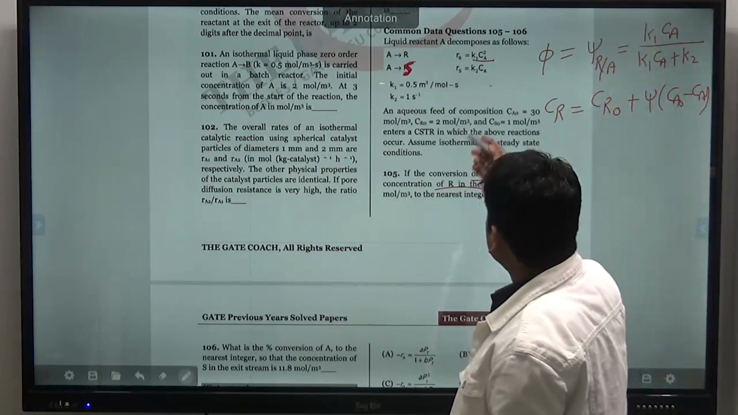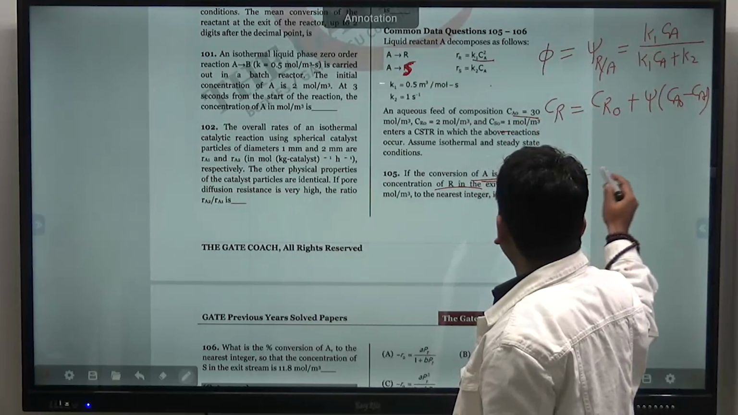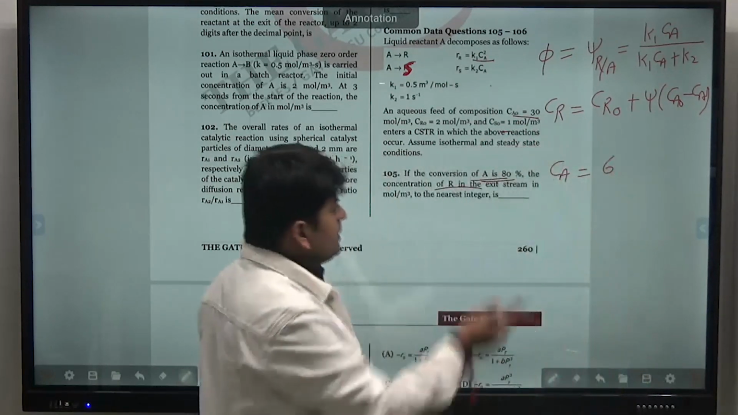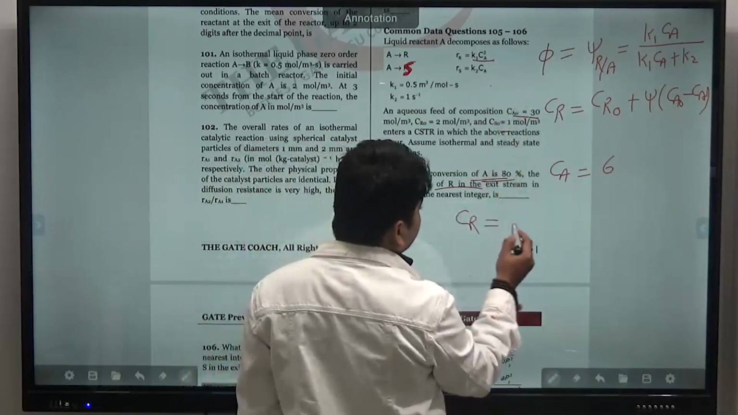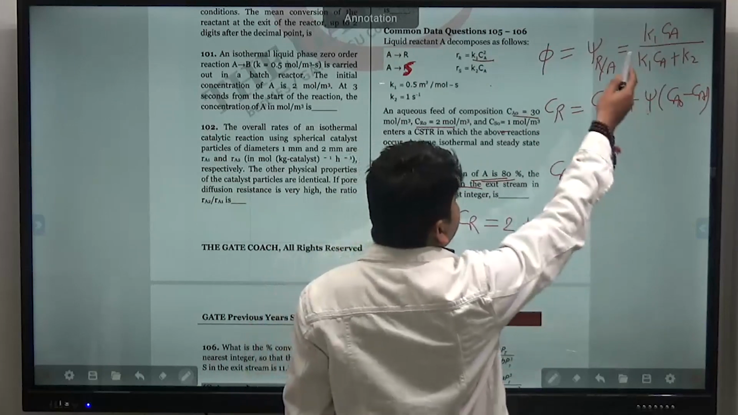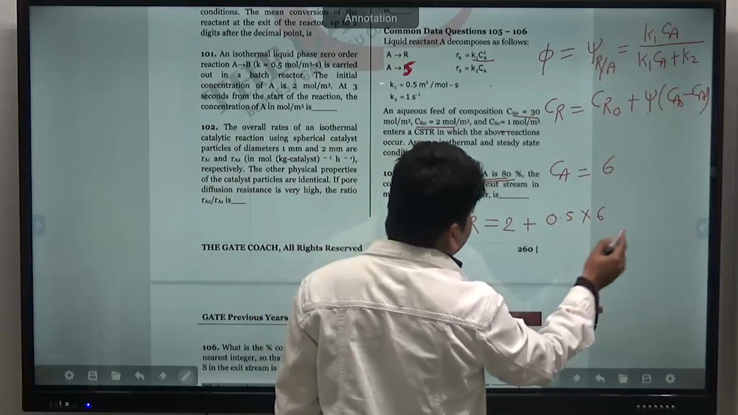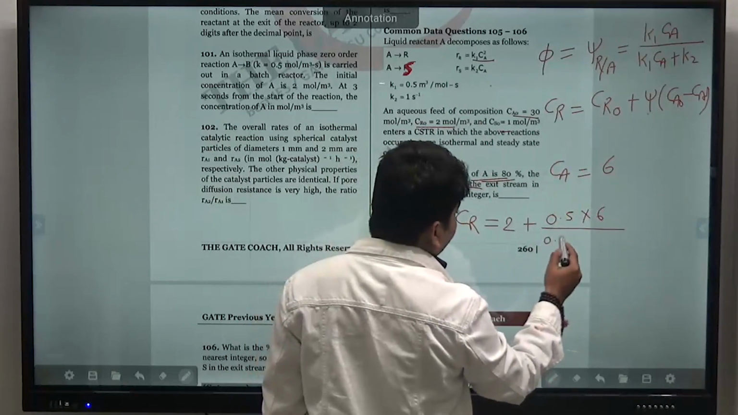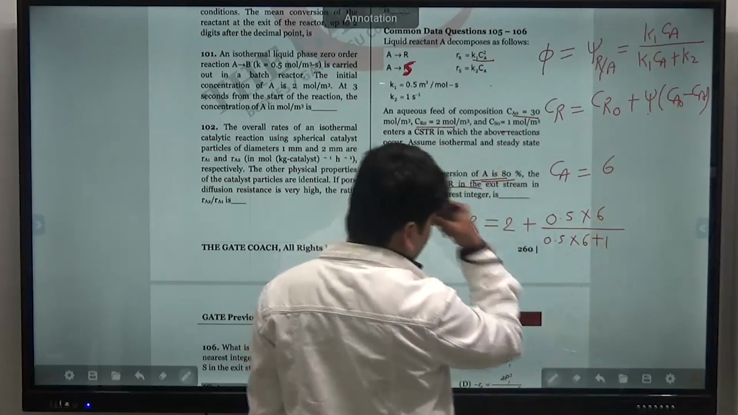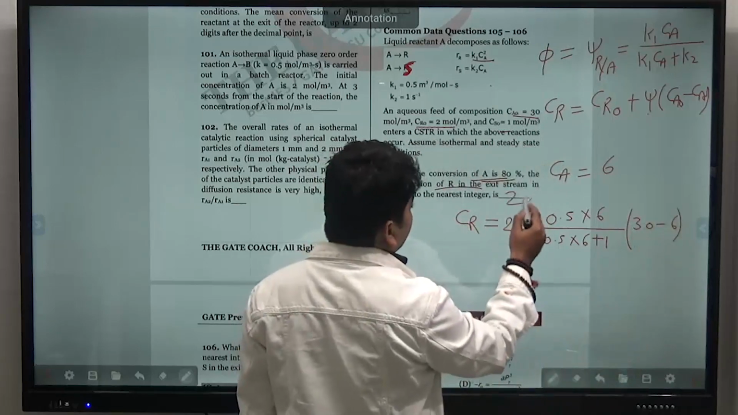Okay, so put the values. CA naught is 30, conversion is 80%. So what will be the CA? CA will be 6. You can calculate as CA naught times 1 minus XA. Okay, put these values here. You will get CR equal to CR naught, that is 2, plus psi, that is K1 CA, K1 is given 0.5 into CA, that is 6, upon 0.5 into 6 plus K2, that is 1. Okay, multiply by CA naught minus CA. So when you solve this, you will get CR is equal to 20.